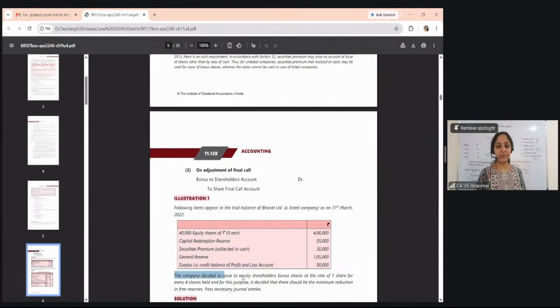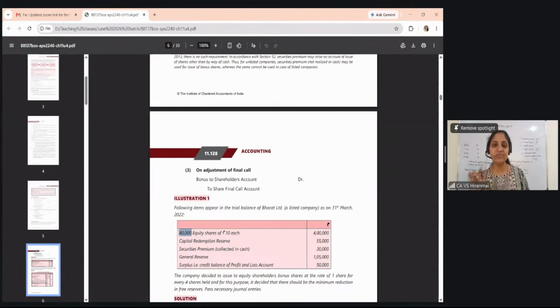Now look, the company decides to issue to the equity shareholders bonus shares at the rate of 1 share for every 4 shares held. What are the total number of shares, ma? 40,000. So 40,000 shares, 1:4 ratio is nothing but into 1/4. Here I have shown you, 2:3 becomes 2/3, 1:4 becomes 1/4. 40,000 into 1/4 is 10,000 shares. I am going to give it as bonus issue. And its face value into 10 rupees. So I need 1 lakh rupees. Okay, in the working note you will write step 1, step 2.